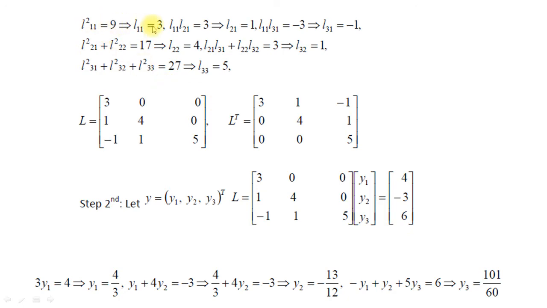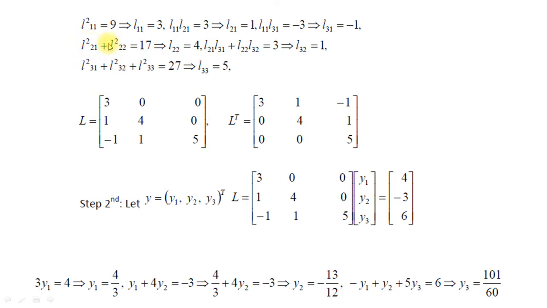So you see over here, L11 square is equal to 9, so taking the square root, L11 is equal to 3, and L11 L21 is equal to 3. So putting the value of L11, which is 3, and after simplification we obtain L21 is equal to 1. Now L11 L31 is equal to -3, putting the value of L11, which is 3, so L31 is equal to -1.